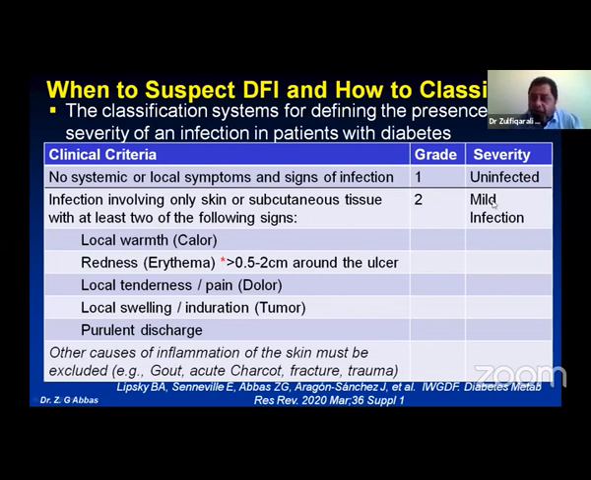And with this, you need two of the following signs: local warmth, redness or erythema of more than 0.5 to 2 centimeters around the ulcer, local tenderness or pain, local swelling or induration, and purulent discharge. So an ulcer involving superficial skin or subcutaneous tissue with at least two of these is diagnosed as a mild infected ulcer. Obviously, other causes of inflammation must be excluded, that is gout, trauma, or acute Charcot foot.